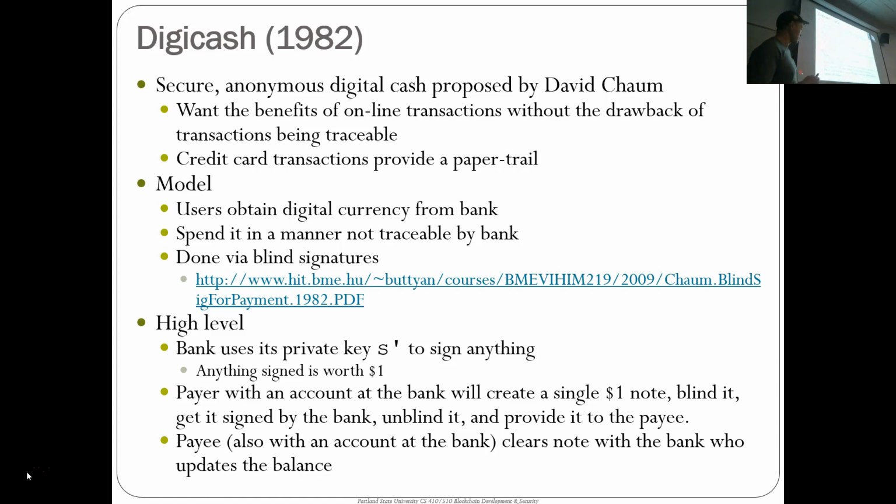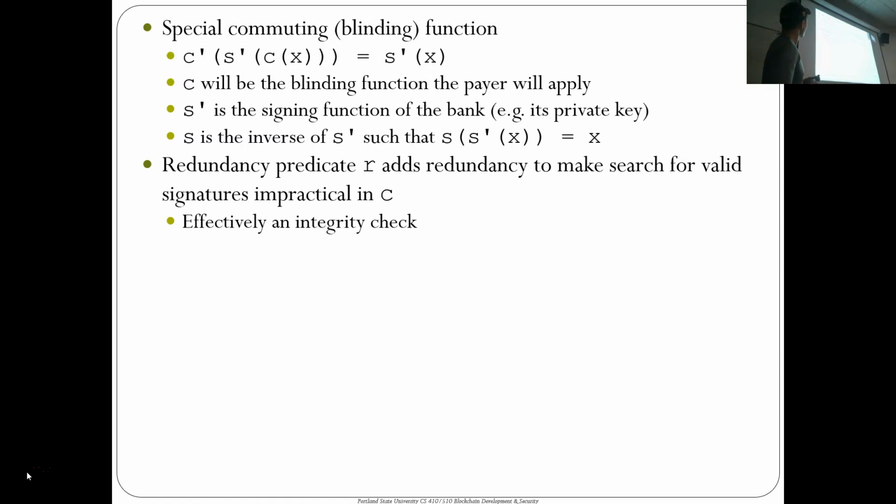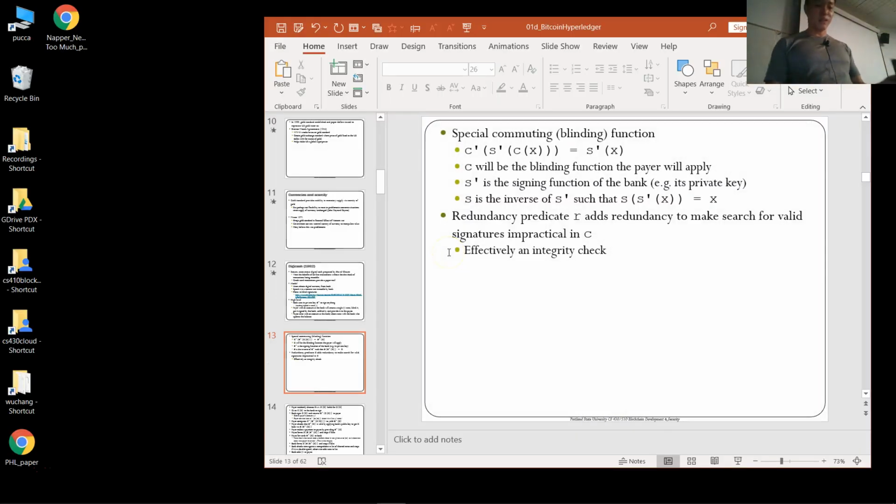Okay, that's the highest level. I'm going to dive down into the details of this. There is this special commuting or blinding function, C of x. I'm going to need to pause. I have an out-of-date version of these slides here, which is way more confusing. So hang on a second, bear with me.